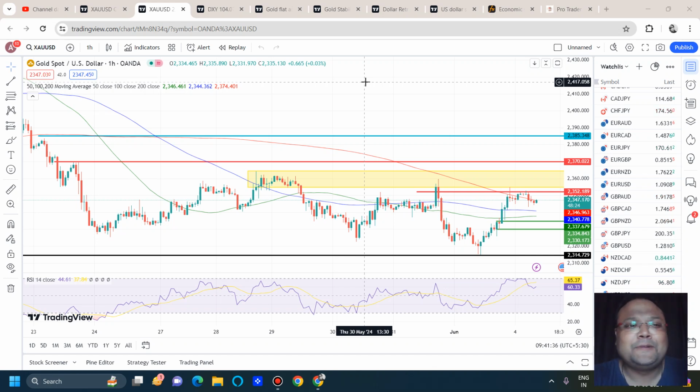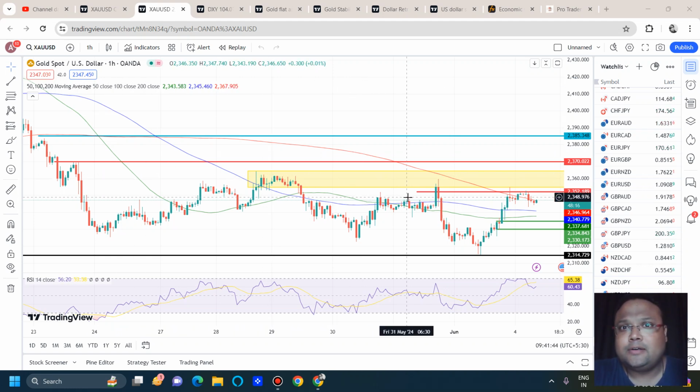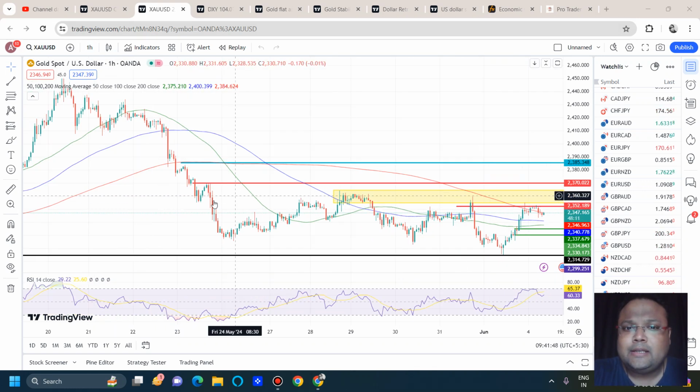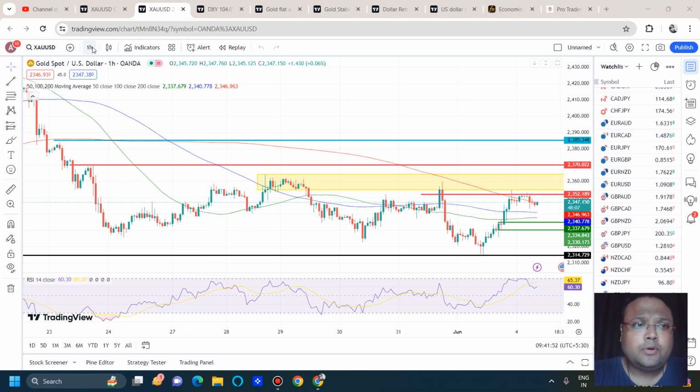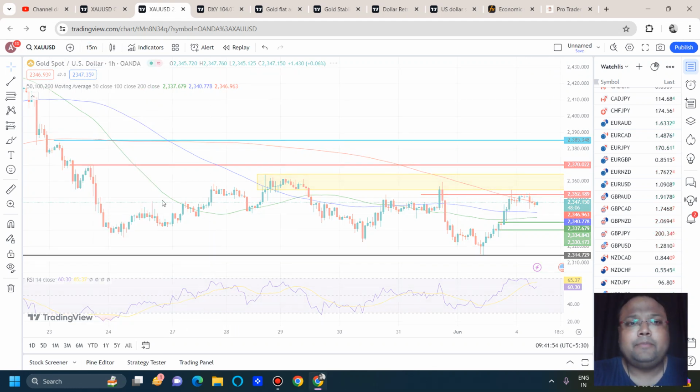So let's get started. My dear friends, this is the hourly chart of gold in front of us, and we can see that gold is still trading inside the range. On the hourly time frame, we have a sideways or choppy market. But if we move to a lower time frame like 15 minutes, we get to see a trending market, and after that, the market is in consolidation.